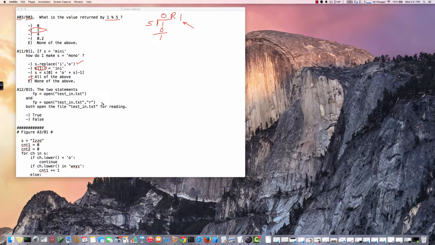On the opening of a file for reading, R indicates reading, but that is also the default. And so if we leave it out, that is the one that will be chosen. So in fact, that is true.